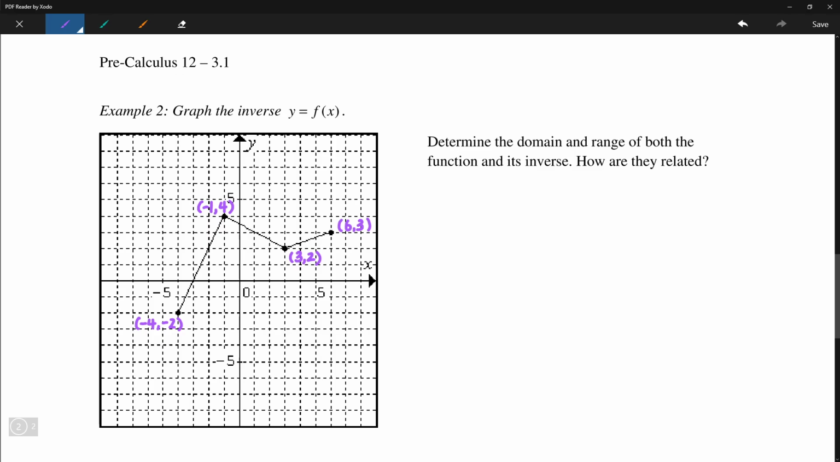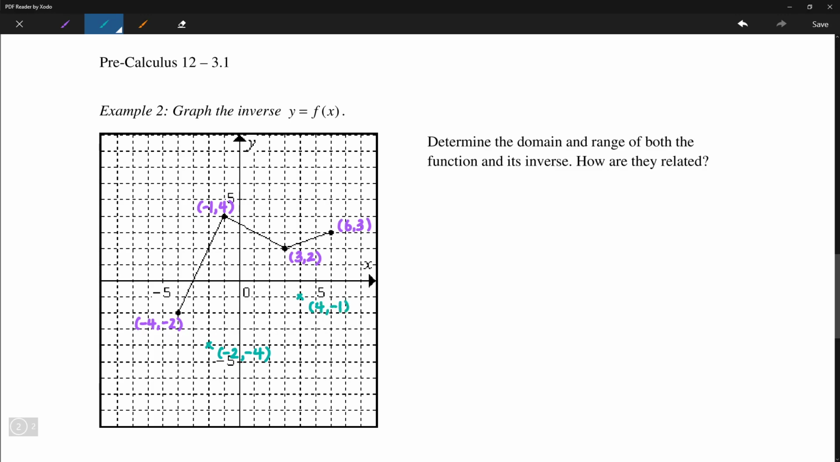So using the definition of inverse that we had, we are going to switch the x and y values and plot those points. So the first point will be -2, -4, which will be down here. Just going to add in the label. Next point will be 4, -1. So here it is.